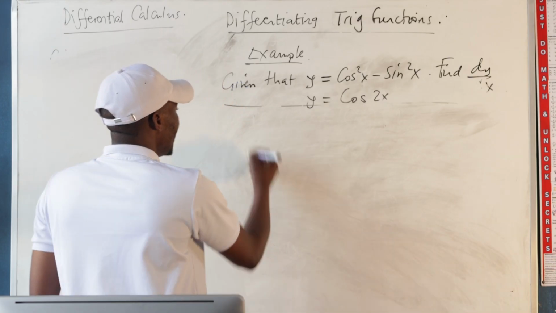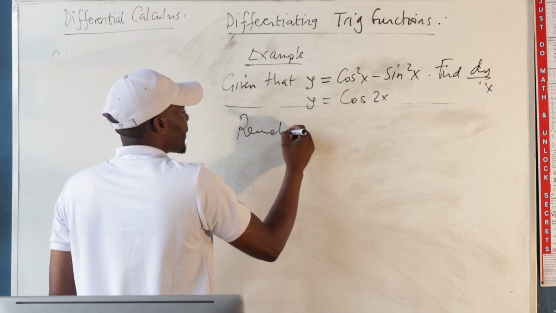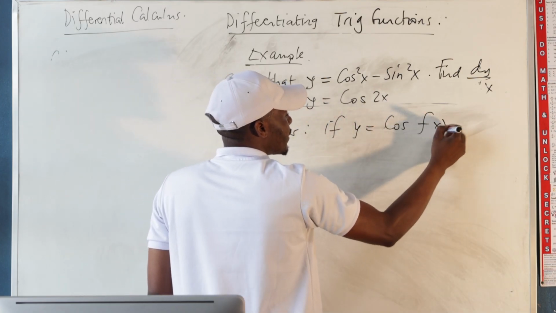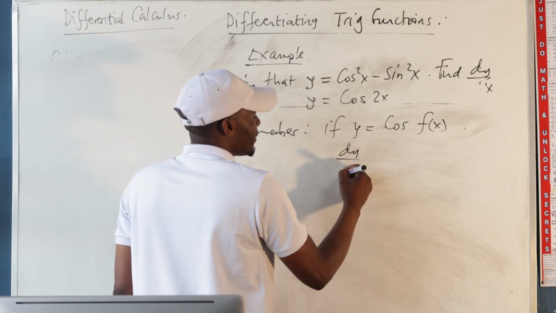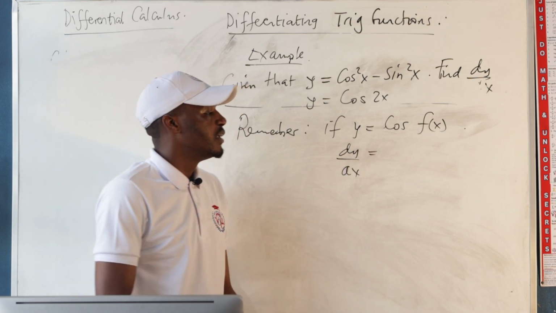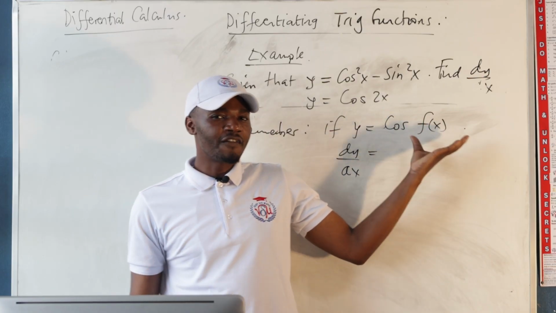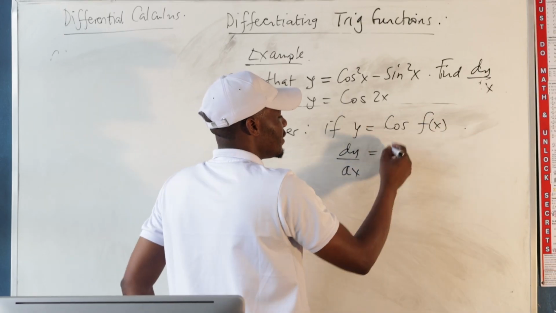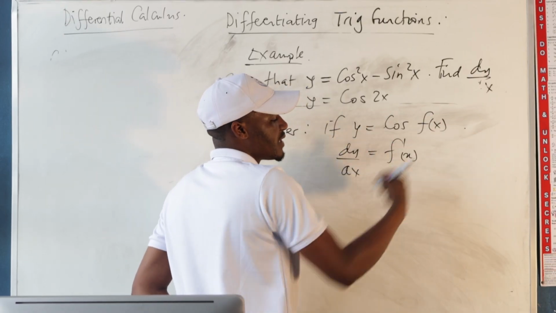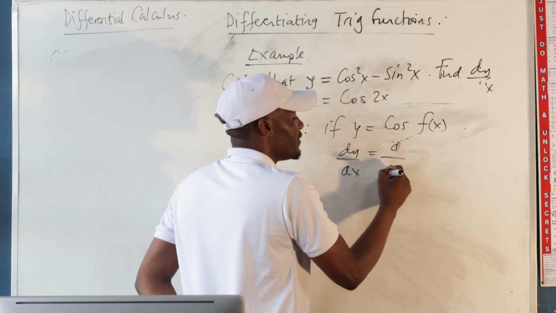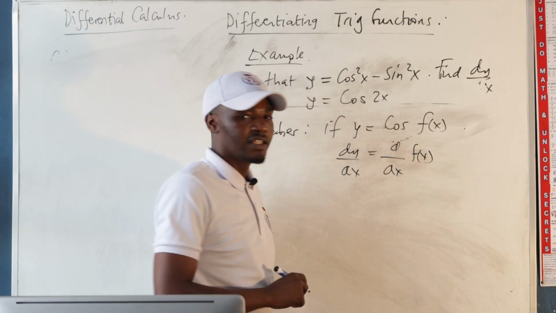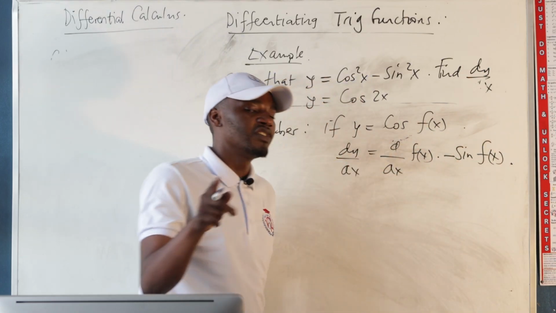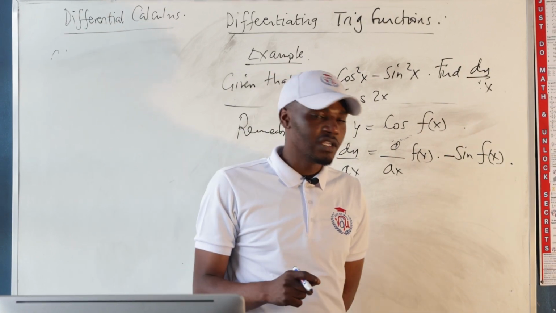This is quite interesting. Remember that if y is equivalent to cosine of a certain function, so dy/dx is equivalent to, let's say you want to differentiate the cosine of a certain function. What you need to do is find the derivative of f(x), which is f prime of x, or you can write this as the derivative of f(x). Once you get the derivative of f(x), you multiply by negative sine of f(x). Remember, the derivative of cosine of x is negative sine x. You can check that in your formula booklet.